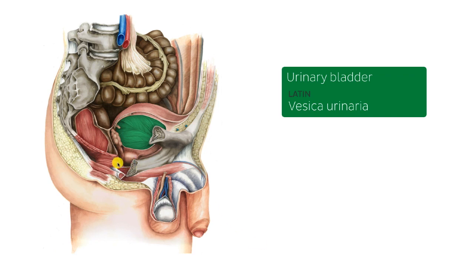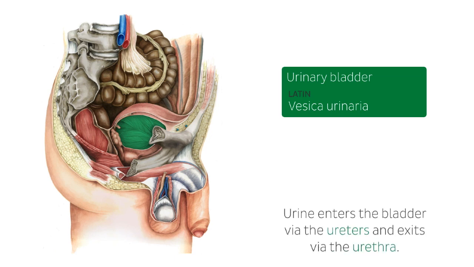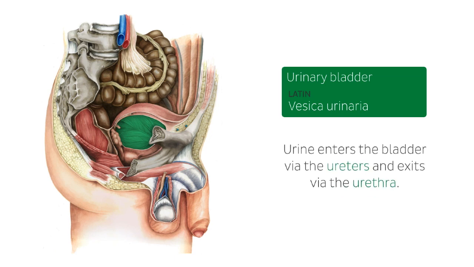We just cut a bit of the pelvic floor here to expose a little bit more the urinary bladder and other two structures that we're going to be talking about later on in this tutorial, but just to show you that it sits on the pelvic floor. Urine will be entering the bladder via the ureters and then exits it via the urethra.